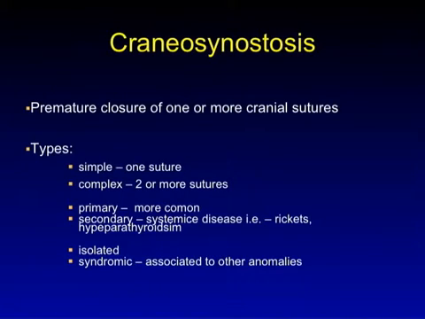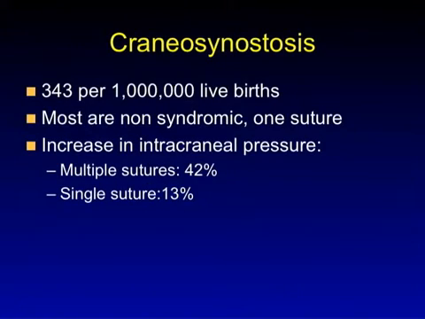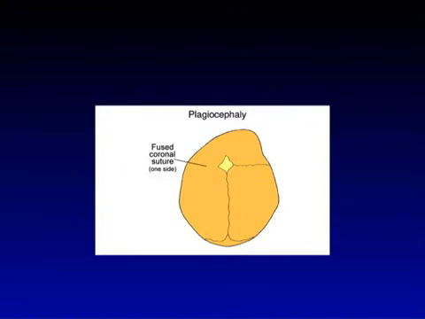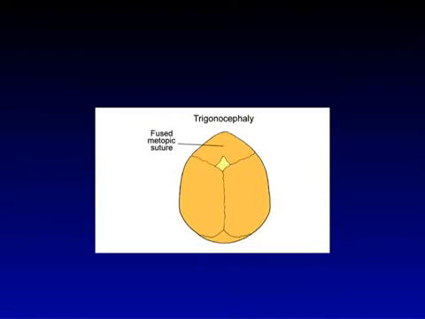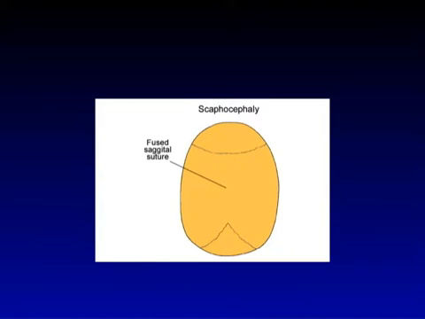The simple type is 1 suture, complex is 2 or more sutures. There's also primary and secondary. Secondary is from systemic disease, rickets, or hyperparathyroidism. They're not that common, but common enough to see on the boards, obviously. And typically, an increase in intracranial pressure can cause this deformation. So plagiocephaly is when there's a fused coronal suture on one side. Trigonocephaly is a fused metopic suture. And scaphocephaly is a fused sagittal suture.